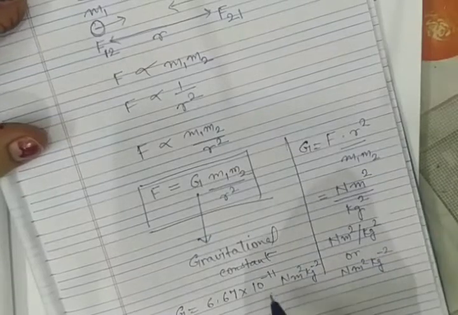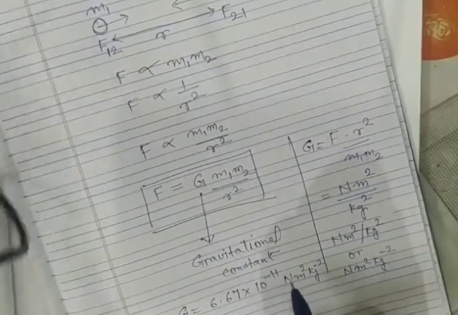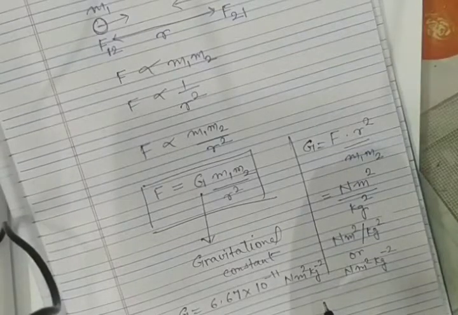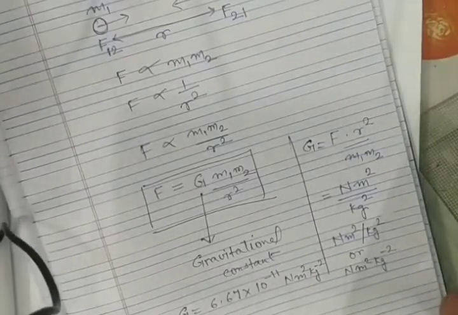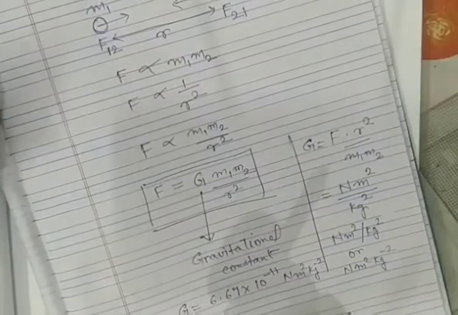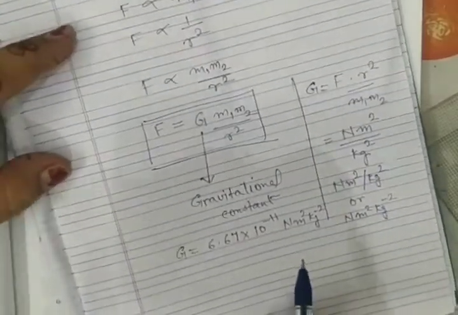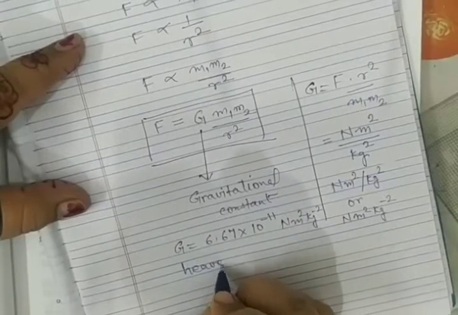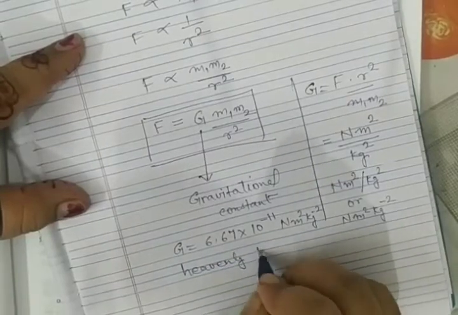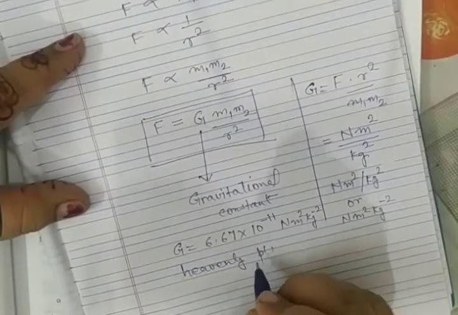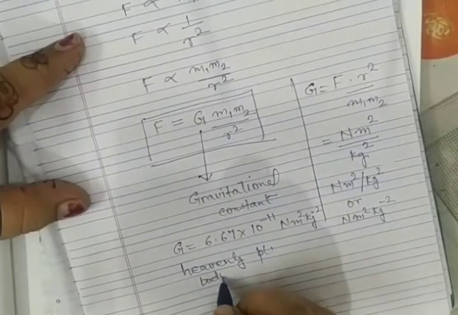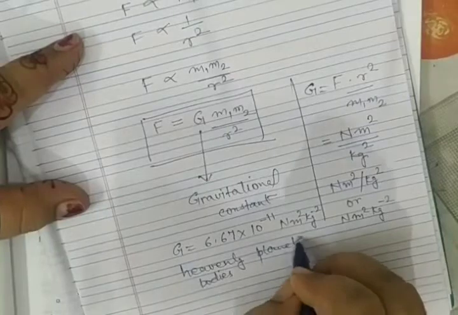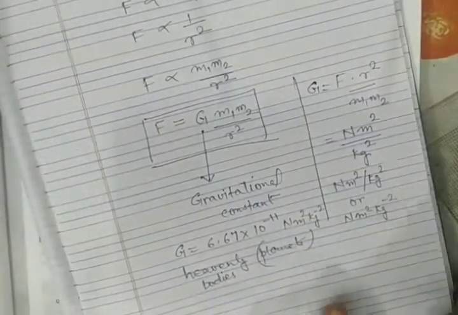So because this 10 to the power minus 11 gives it a very small value, that is why you are not able to observe this force. This force is mainly observable in case of heavenly bodies, that is, in case of planets and stars and these kinds of things.